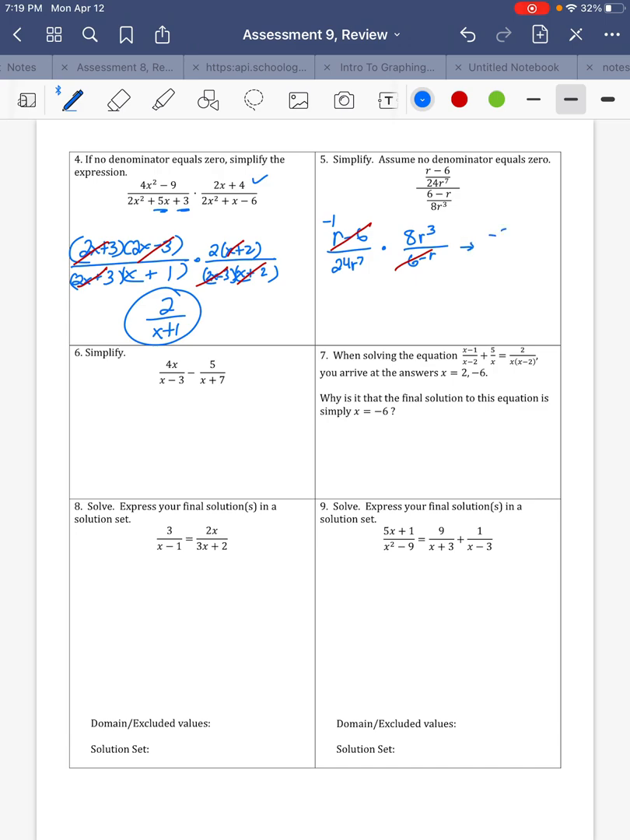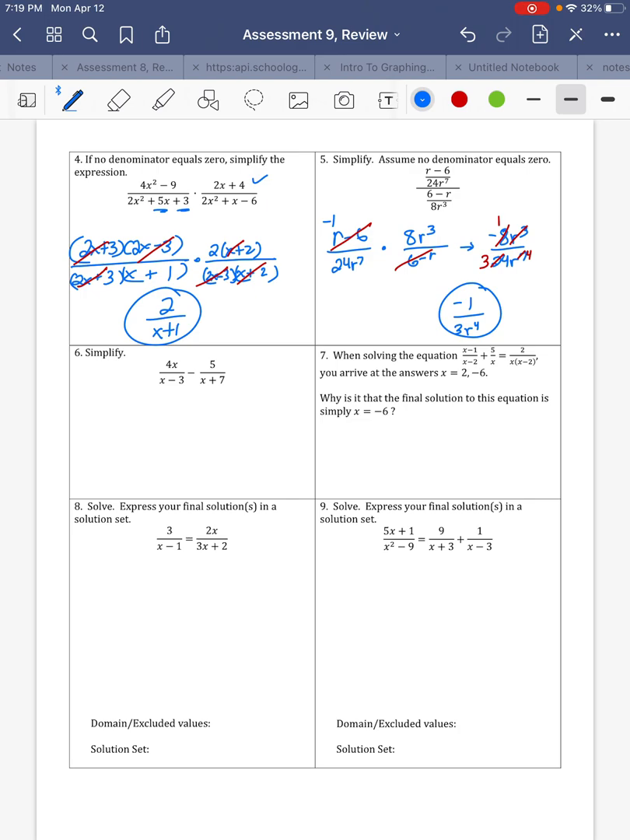So really what I have right now is negative 8r to the 3rd over 24r to the 7th. It might help you notice that 8 and 24 reduce to a 1 and a 3. And r to the 3rd and r to the 7th, this cancels out, and this has 4 left because you subtract your exponents. So we have negative 1 over 3r to the 4th. That's my answer.